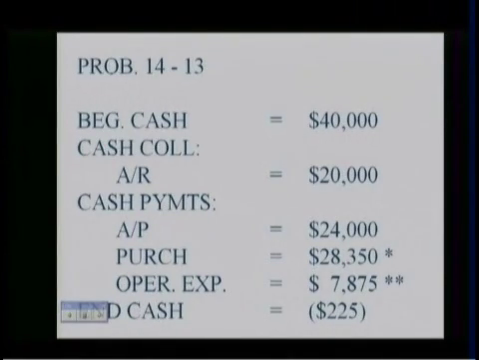And then we do the same thing with our operating expenses. In the income statement, our operating expenses are listed at $10,500. We're going to pay 75% of them in the month in which we incur them, which is September. So that would be $7,875 of operating expenses. So what we're going to find out by looking at this cash budget is that we're going to have $225 more in expenses than we're going to have cash available.